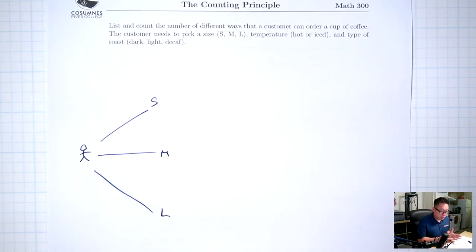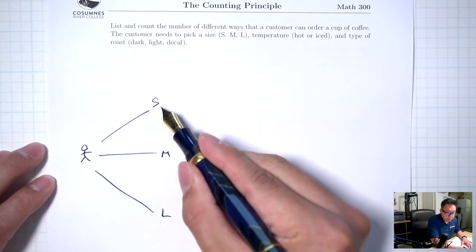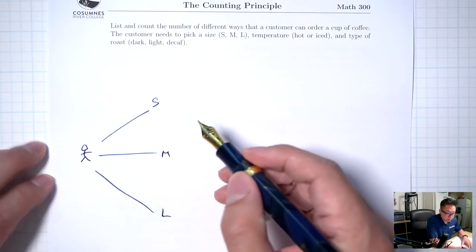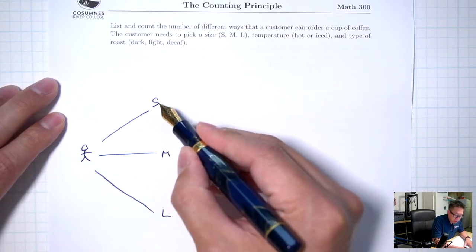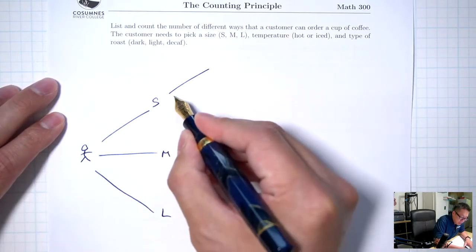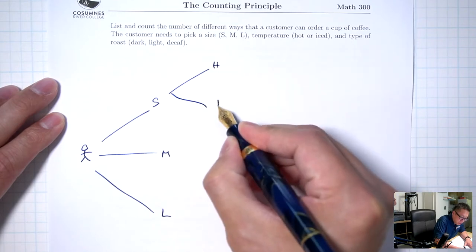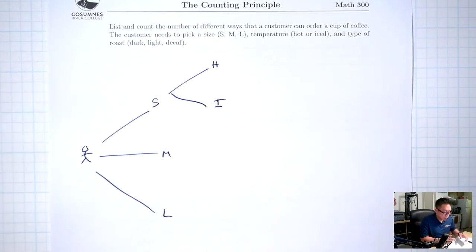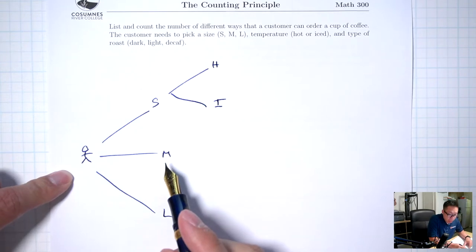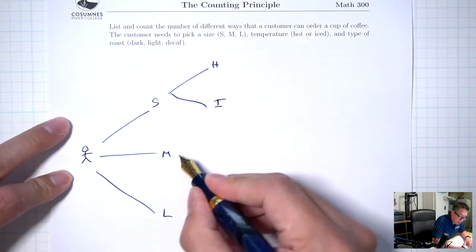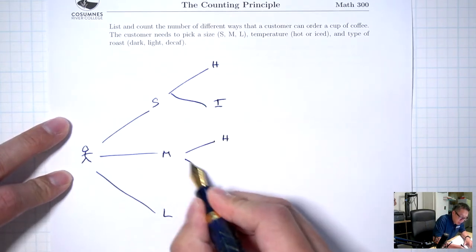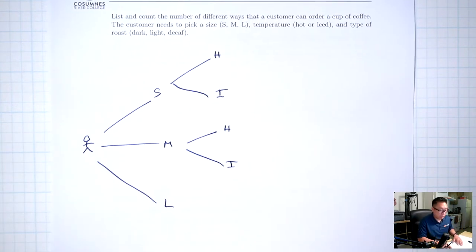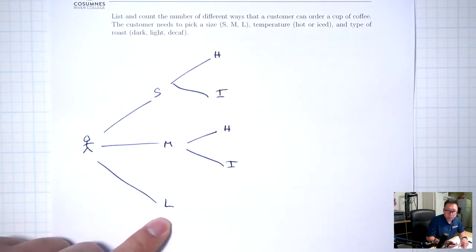After they pick a size, they pick a temperature. Okay, so after they pick a size, say they pick small, now they have an option of going hot or iced. So from the small, after picking small, they can either go hot or iced. Similarly, if they went medium, after they pick medium, they would have an option of hot or iced. And then if they pick large, they can now pick hot or iced.